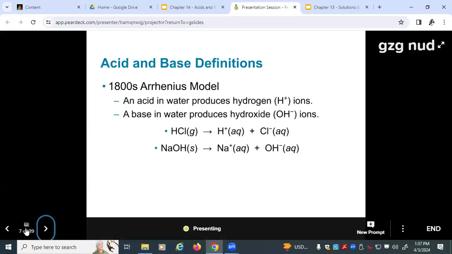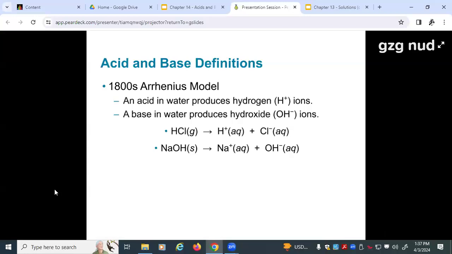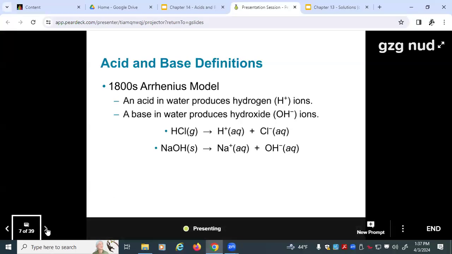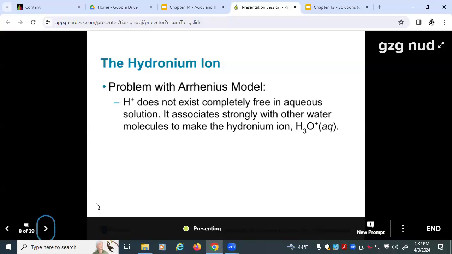What we run into with this particular model, however, is that there are a couple of problems. One of the problems is based on a fundamental assumption that we made. The other is based on the fact that this definition is too exclusive. There are too many things left out by this model that we know exhibit acid or base behavior. So let's talk about the first problem.